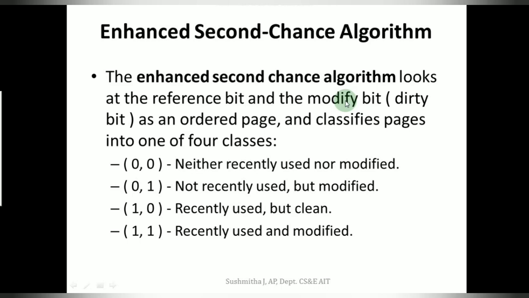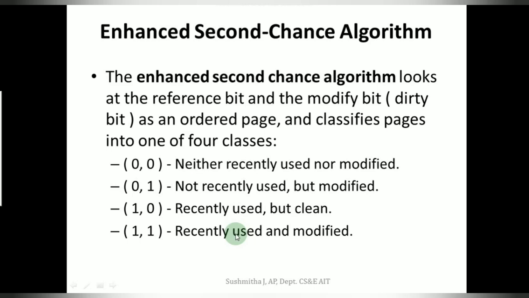So what happens here, you can see I can have 4 different combinations of this. If it is 0 0, it is neither recently used nor modified. If it is 0 1, it is not recently used but it is modified. If it is 1 0, it is recently used but it is clean. This could be a case of a read-only page. It is accessed but no modification is done. And the last one is recently used and also modified.